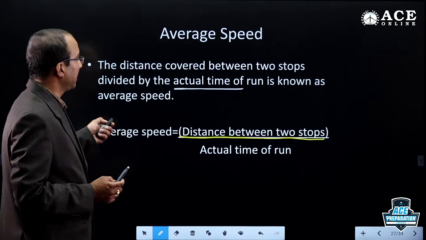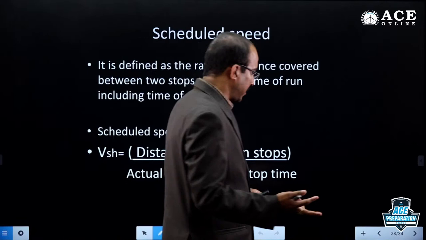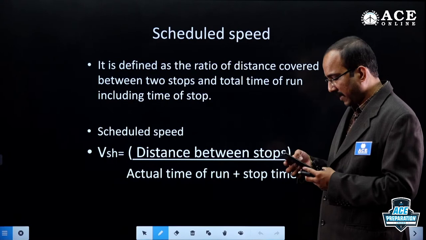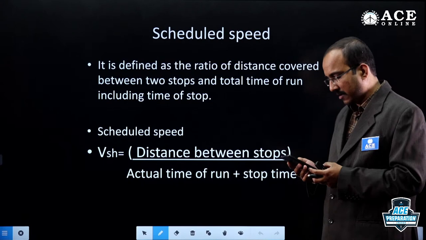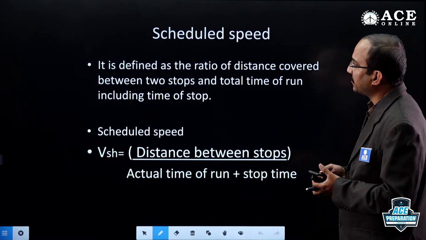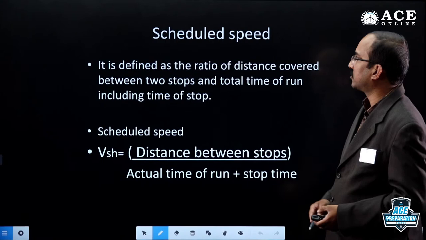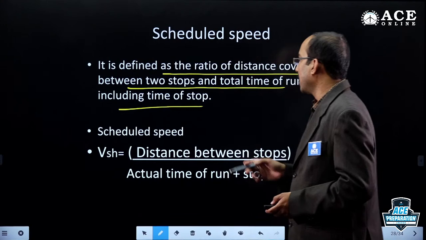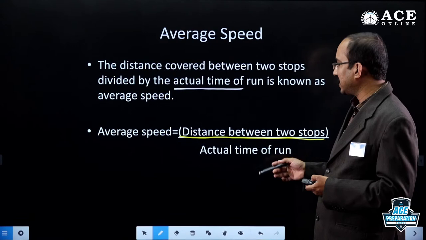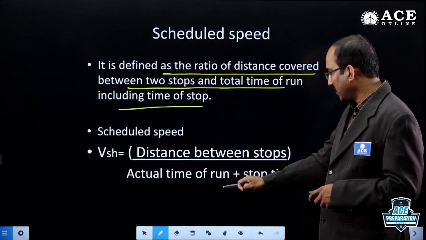Okay. Now, let us look into the scheduled speed. There is a difference, sir. Observe this carefully. What is the difference between the average speed and scheduled speed? Let us observe here. Here we will include the stop time also. Coming to the scheduled speed, it is defined as the ratio of distance covered between the two stops and total time of run, including the time of stop. Okay. But while calculating average speed, the stop time is not included. But in scheduled speed, the actual time of run and the stop time are both included.